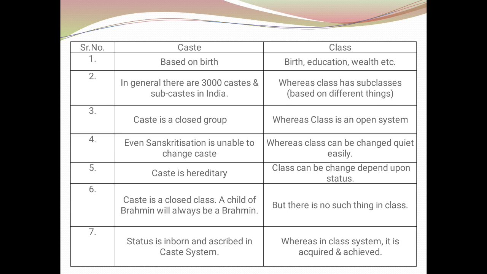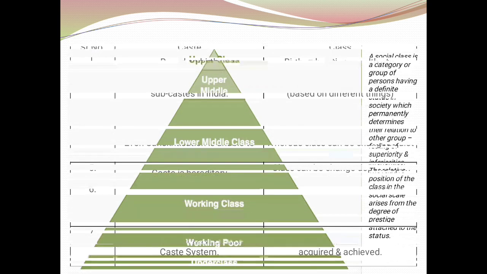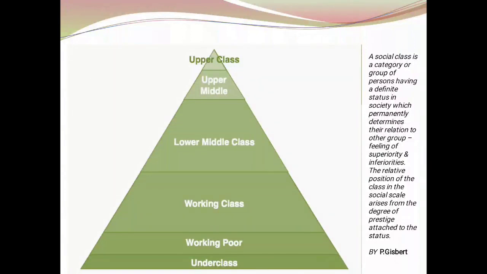Caste is a closed class. A child of a Brahmin will always be a Brahmin, likewise, but there is no such thing in class. Seventh, status is inborn and ascribed in the caste system, whereas in the class system it is acquired and achieved. And here is the pyramid of the class system, where the top tier is the upper class, the second tier is upper middle, then lower middle, then working class, and the underclass is at the bottom.